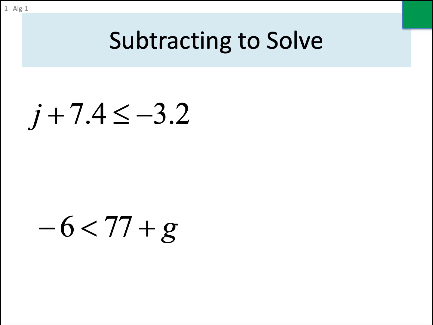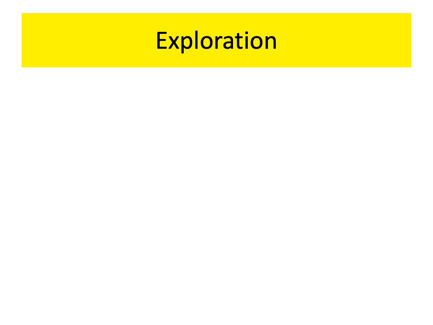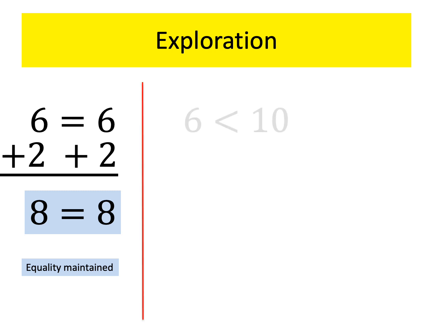All right, question number 2. So we just solved by subtraction. Moving on, solve by addition. So we're going to do the same thing each time. We're going to explore to make sure that we can do this. If you start with a true equality and you add the same thing to both sides, you get a true equality, or a true statement. So we say equality is maintained with addition.